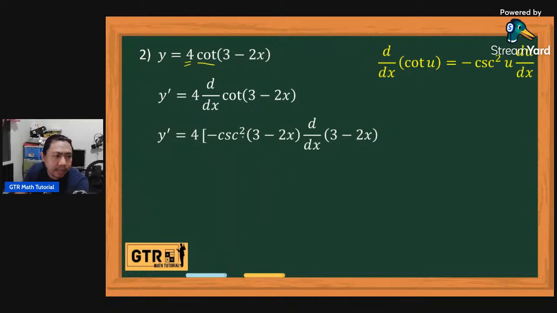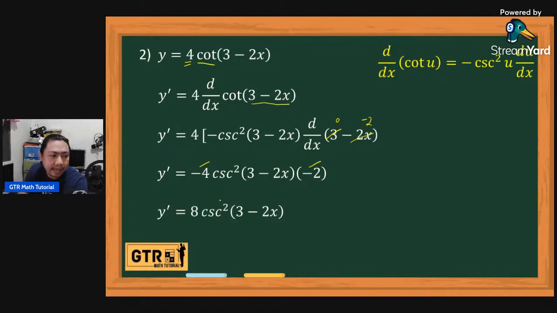Negative cosecant squared, just copy 3 minus 2x, and then derivative of u. So u is 3 minus 2x; derivative of negative 2x is equal to negative 2. Therefore, we have negative 4 cosecant squared of (3 minus 2x) times negative 2. Then we multiply negative 2 and negative 4. Therefore, the final answer is 8 cosecant squared of (3 minus 2x). That is the final answer.